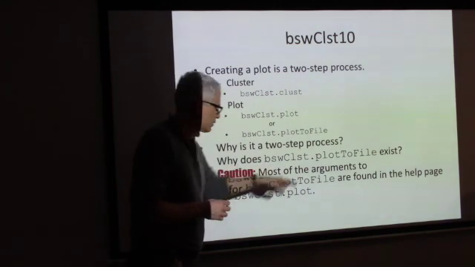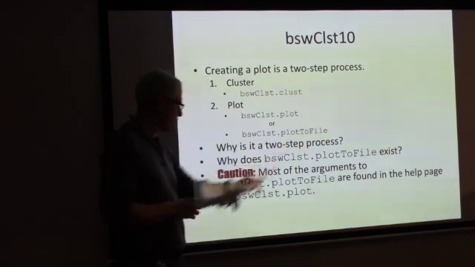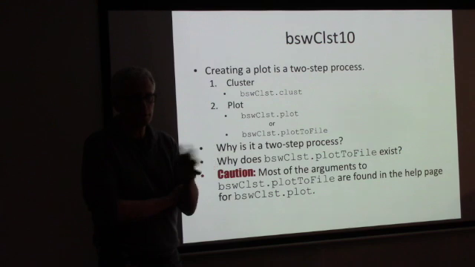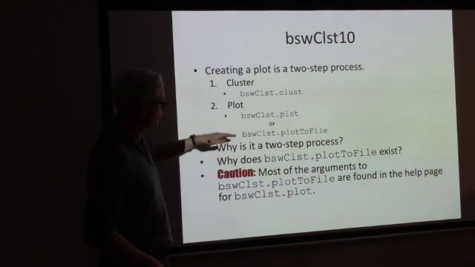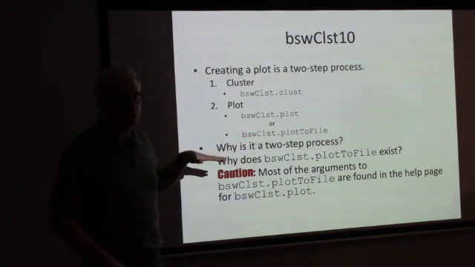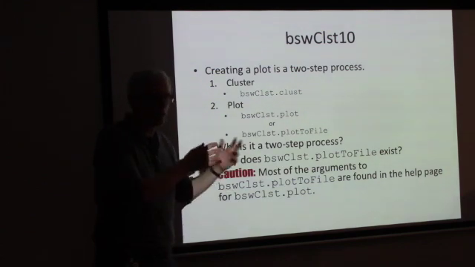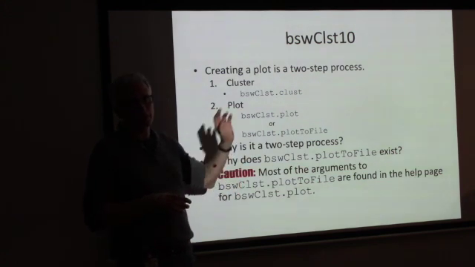Most of the arguments of BSW plot to file are found in the help pages for this. So, you know about help pages for R functions, yes? There is a help page for BSW plot to file, but it doesn't have much in it. One of the things it says is, here's argument 1, argument 2, argument 3, and as you may have noticed often in R, they'll say dot dot dot.